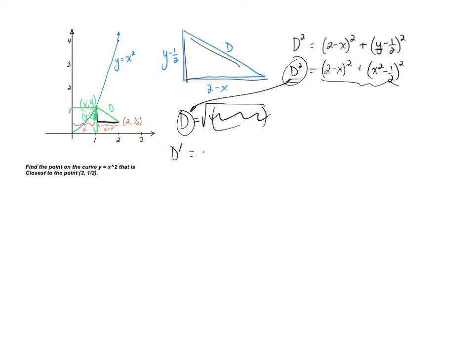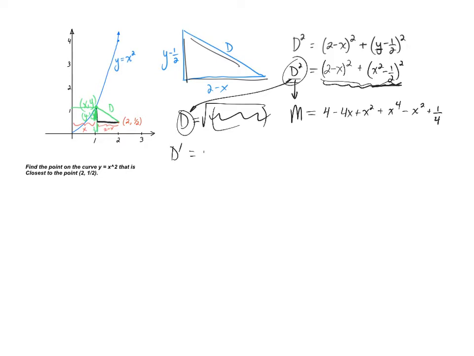So what we can do in all these problems is, since we want to find the minimum distance, maybe I'll call this d squared function something else, like m. The other thing I'm going to do is FOIL these out so that we have what will look like a polynomial. Well, it will be a polynomial. So foiling (2 minus x) squared is going to be 4 minus 4x plus x squared. And then foiling this guy out is going to be x to the 4th, minus 1x squared, plus 1/4.